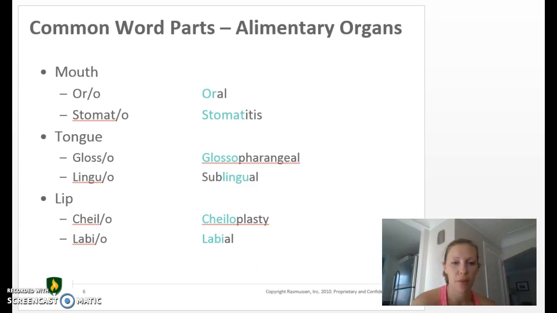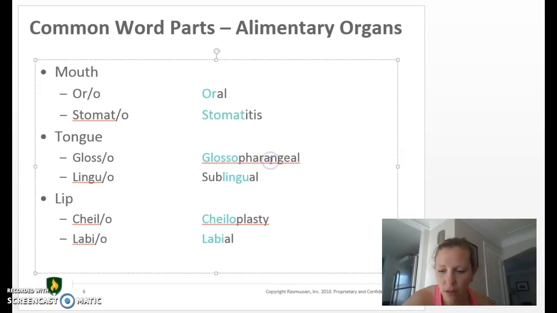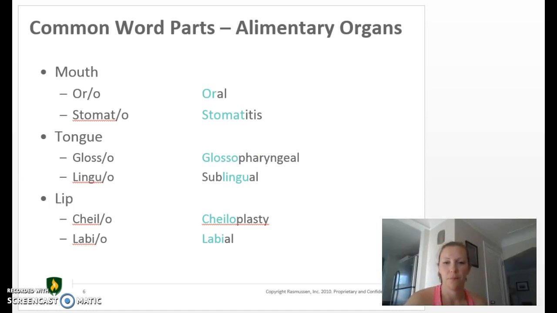All right, common word parts. We have the mouth, oro and stomato. So oral and stomatitis are the example words. Moving down, we have glossopharyngeal. Oh, and I see a spelling error there. Pharyngeal, there we go, okay. Sublingual, chelioplasty, and labial, both from mouth. I'm sorry, lips.